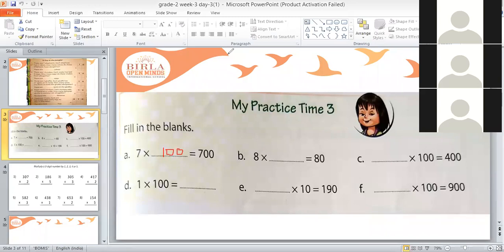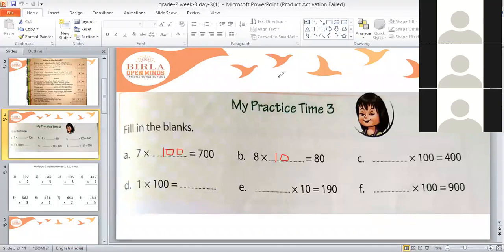Advaita, second bit. We should multiply 8 with which number to get the answer 80? 10 or 100? 10, ma'am. Very good. After 8, there is only one 0, so we will multiply it with 10. If 2 zeros were there, we would multiply it with 100. Okay, that's correct.